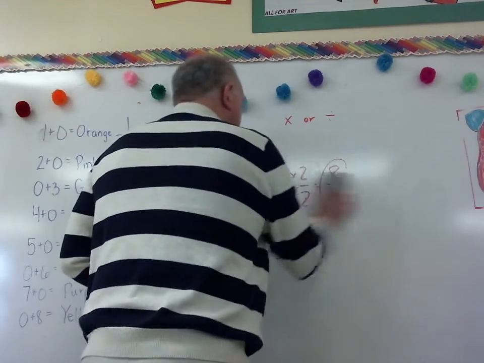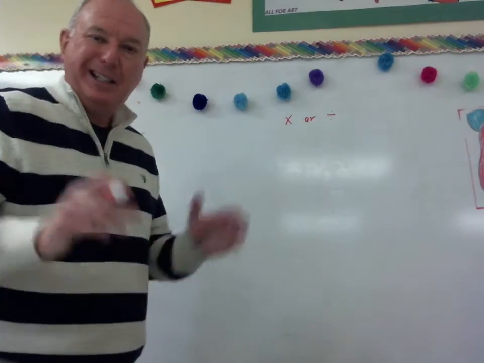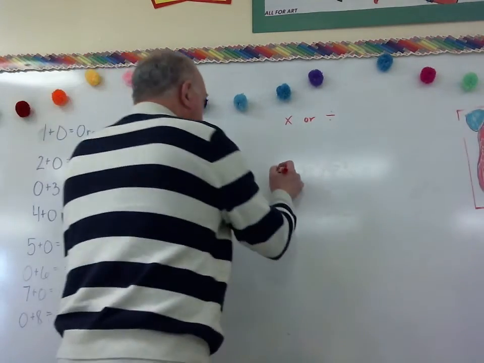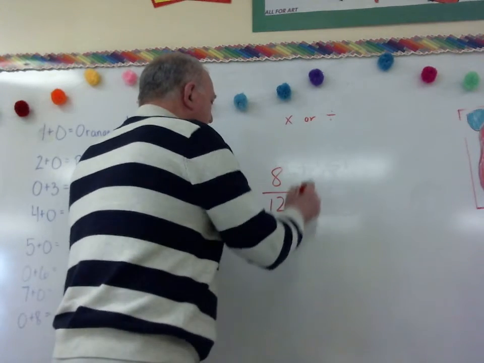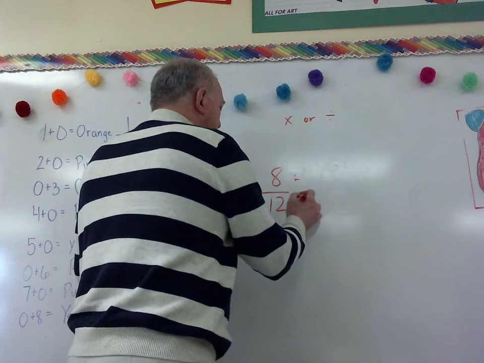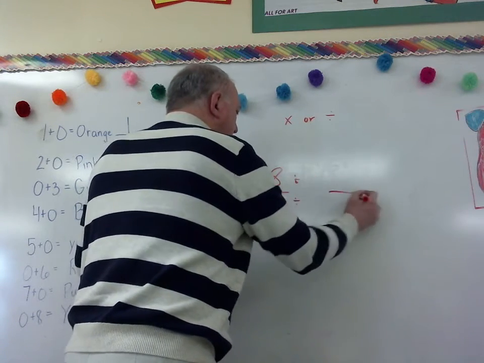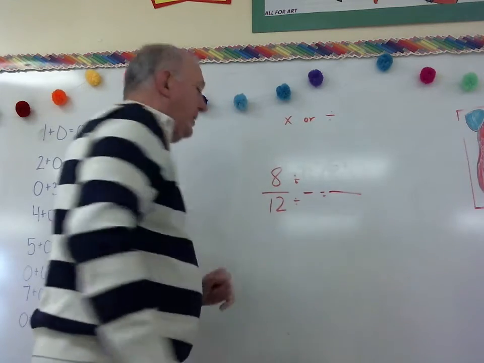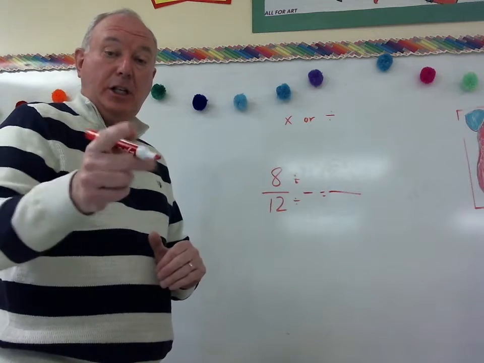Now, that's by multiplying. Now, I'm going to give you one where you divide. I'd like you to divide this time, okay? 8/12. Give me an equivalent fraction for 8/12 by dividing. Go.